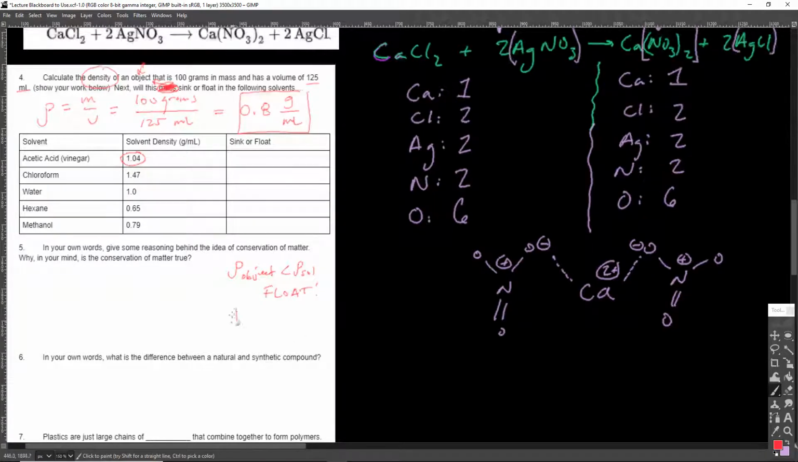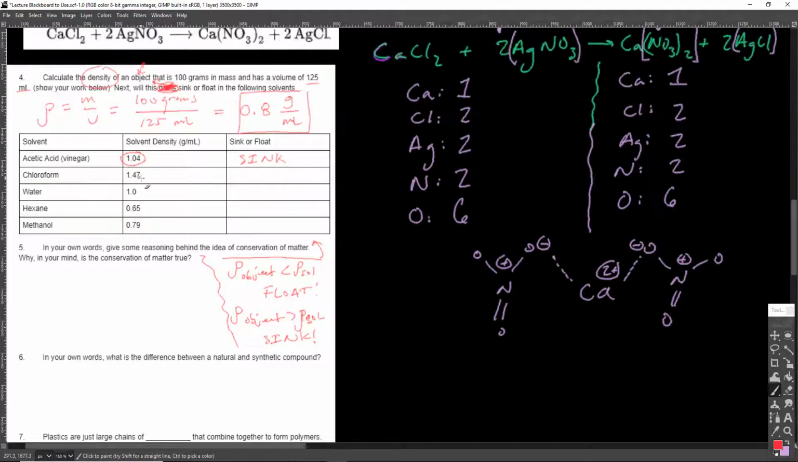Okay? And it's the opposite. If the density of the object is greater than the density of the solution that you put it in, then the object will sink. Okay, I'll squiggle that off because that's not part of five. But this thing is part of this. So look at our density. Our density is less than the density of acetic acid, so it will sink.